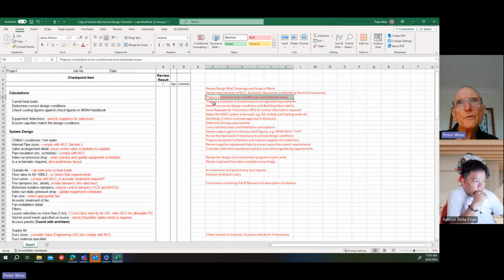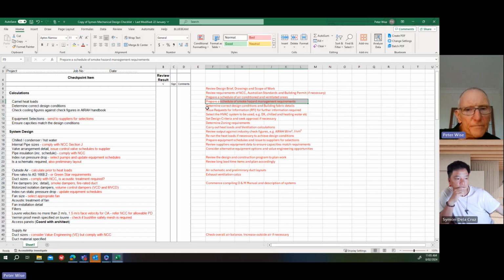For small jobs, you may not even need to do that because you know exactly what you're going to do. But for a larger job, you might want to have a schedule and get that approved. You might have to say to the client, this is what we're proposing to air condition. Do you agree? The next one is prepare a schedule of smoke hazard management requirements. And that's Section E of the NCC.